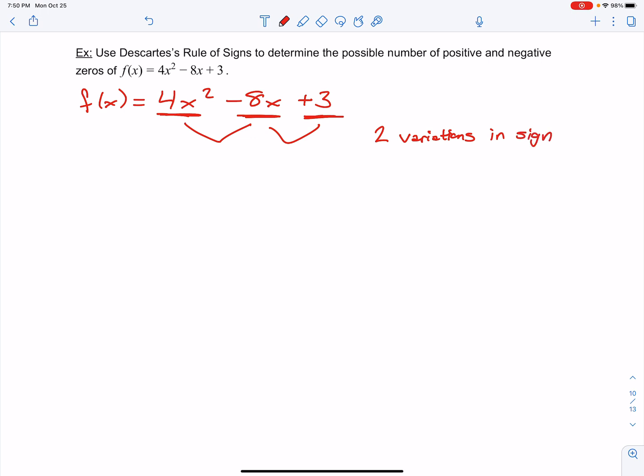So we can say that our function, f of x, has either 2 or less than 2 by an even number, meaning, subtract 2 from it. So 2 minus 2 would be 0. So we have either 2 or 0 positive real zeros.